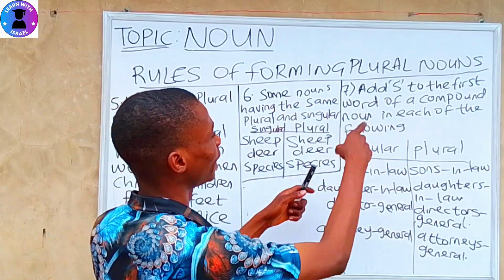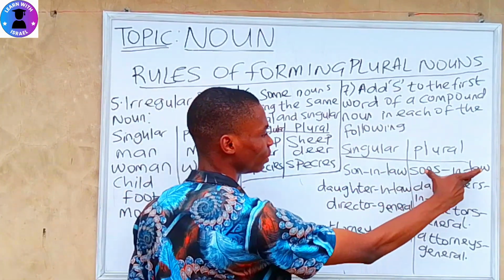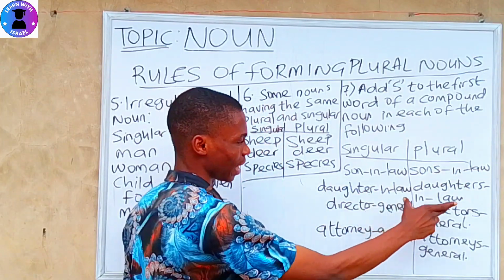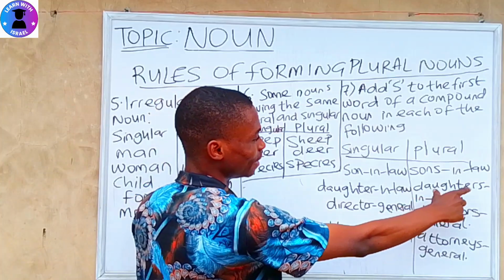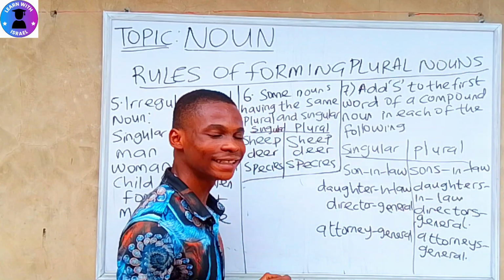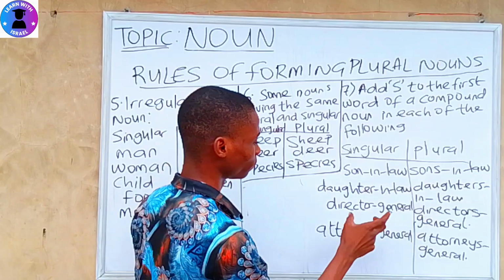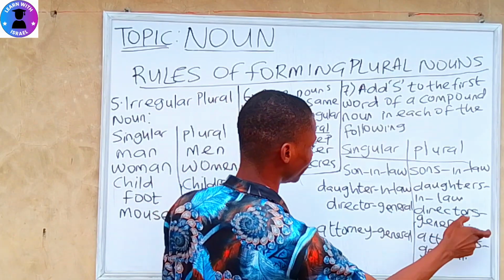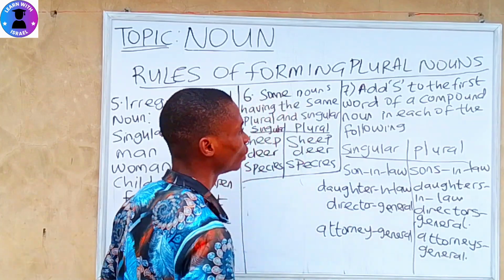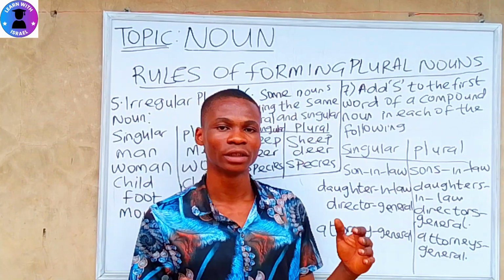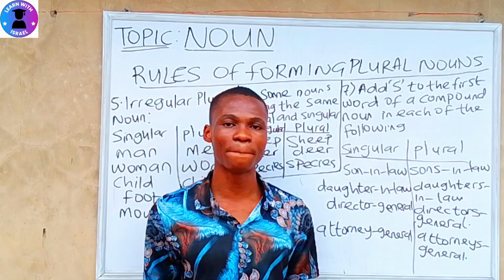So add s to the first word of the compound noun in each of the following. Son-in-law, you have sons-in-law. Daughter-in-law, you have daughters-in-law. You also have father-in-law. If you want to pluralize father-in-law, it will turn to fathers-in-law. And if it is mother-in-law, it will turn to mothers-in-law. Director general will turn to directors general. Attorney general will also turn to attorneys general. So let's move to section B and C under the 7th, which is dealing with compound noun.